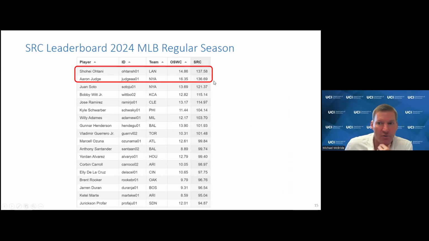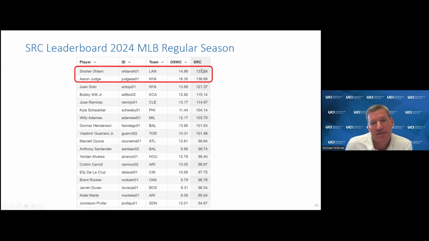They just had incredible seasons. But the fact that Shohei Ohtani could contribute to this many runs, it would be a lot lower if he were not on a good team. These two players were also on the teams that had the two best records. The Dodgers had the best record in the National League. The Yankees had the best record in the American League. And so it's not a surprise that they're leading the way here.